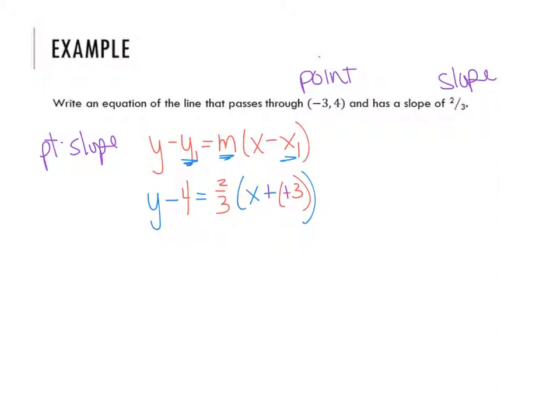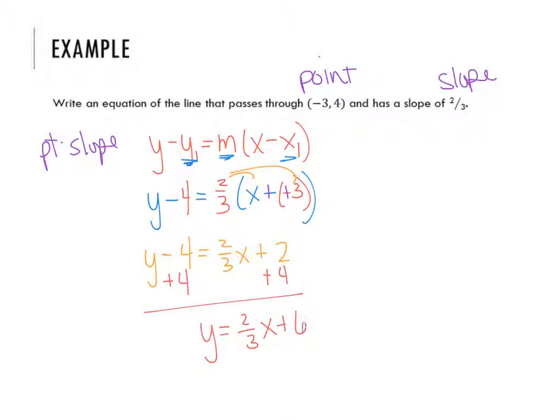So it takes us 2 steps to get it into slope-intercept form. Your first step is going to be to distribute the 2/3. So it gives us 2/3 x plus 2. And then your second step is going to be to move your y sub 1 over. And then you have an equation that is in slope-intercept form. So that's what I want.